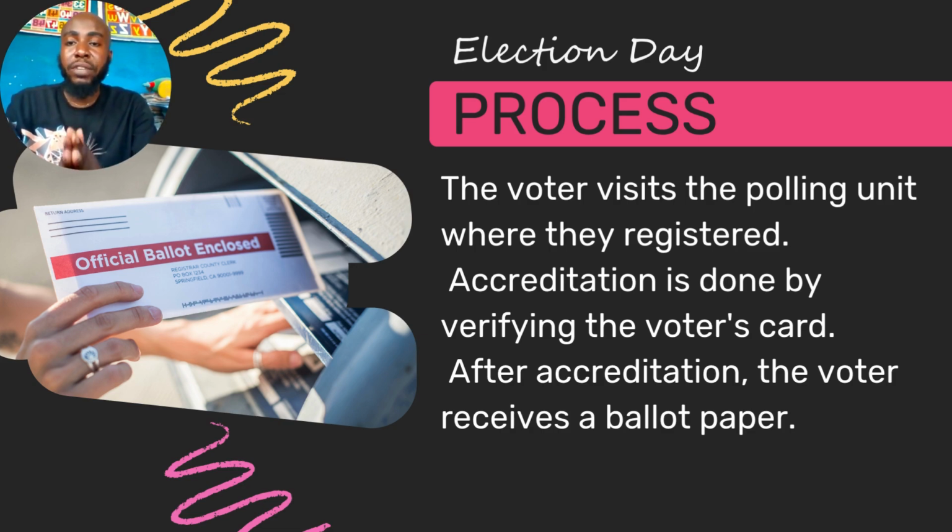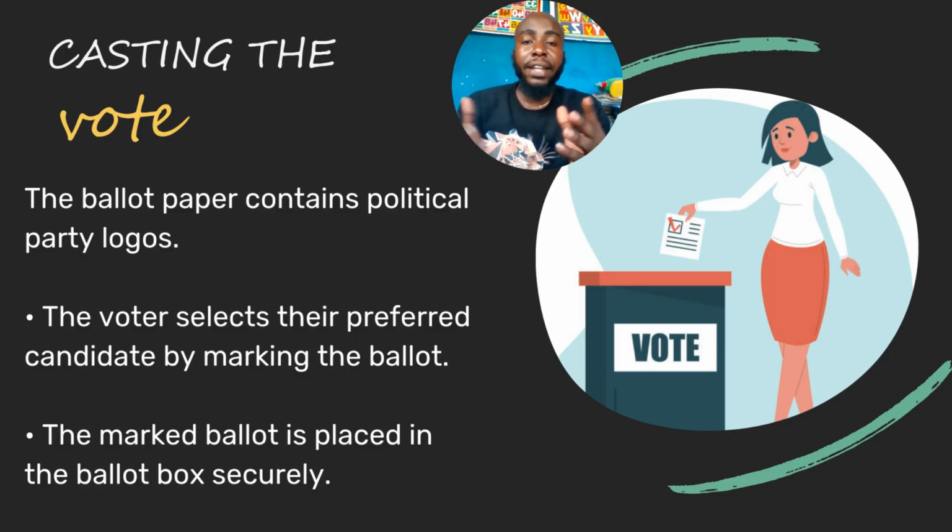Then afterwards, you'll be given a ballot paper that has the names of the political parties, where you tick your favorite candidate and cast your vote. Like I rightly said, the ballot paper contains political parties, and you tick your preferred candidate by marking the ballot box. Then you place it securely into the ballot box. This is how the voting process is carried out in a democratic society.